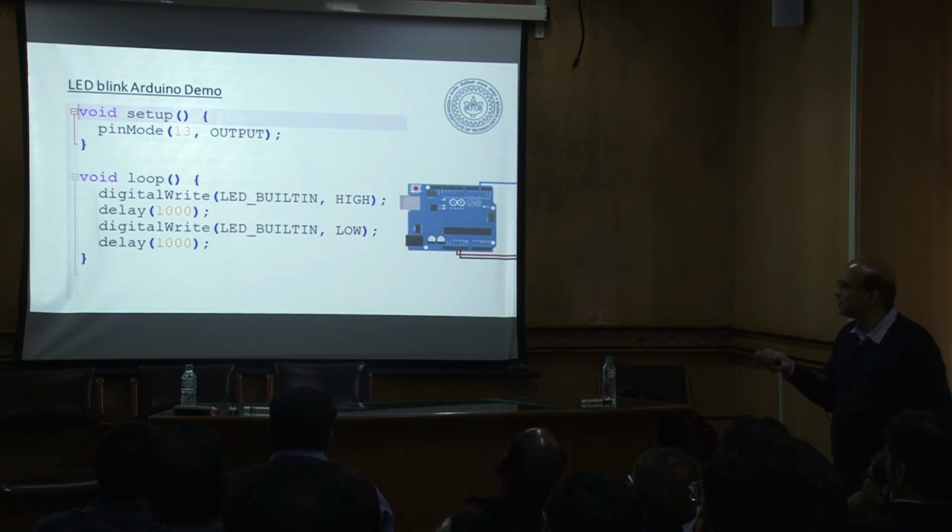So this is a built-in LED, so it understands this is this one. Otherwise, it's a pin number. Here it is internally assigned that this is equal to that. So we simply say digital write, LED built-in high, which means 5 volts.